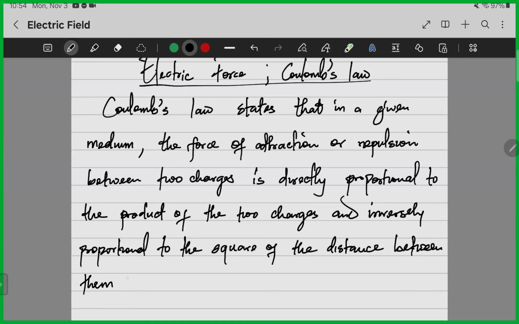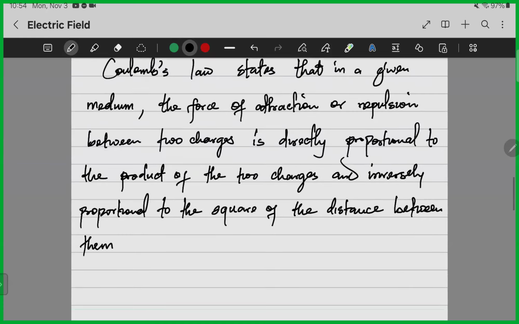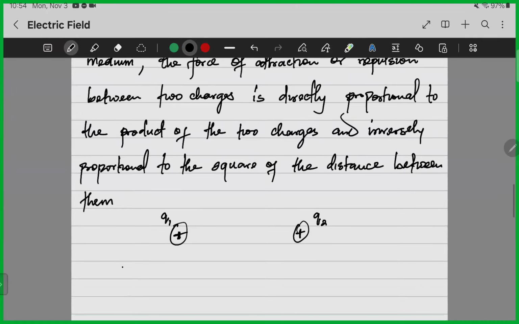So the idea here is that in Coulomb's law, we're assuming that if we have a positive charge here and another positive charge here, and we call this one Q1 and this one Q2, the force here is directly proportional to the product of these two charges, divided by the square of the distance between them, which is R.